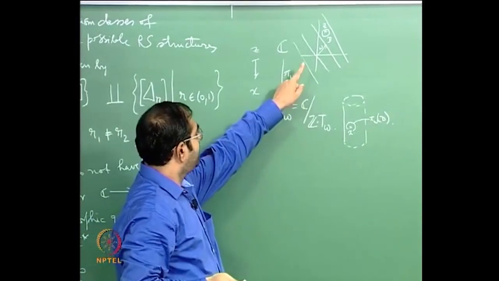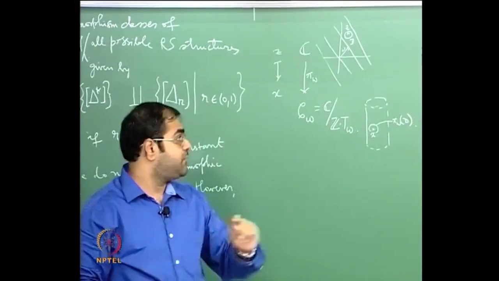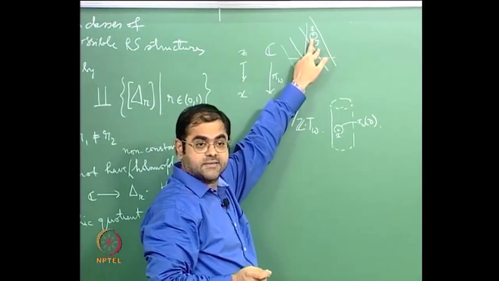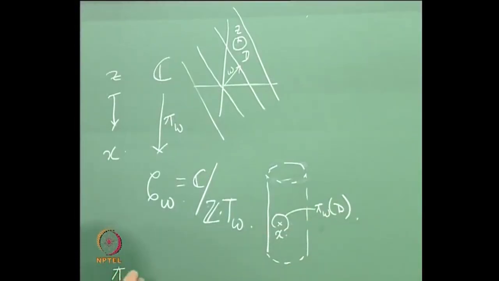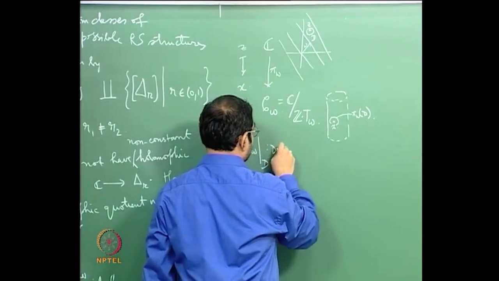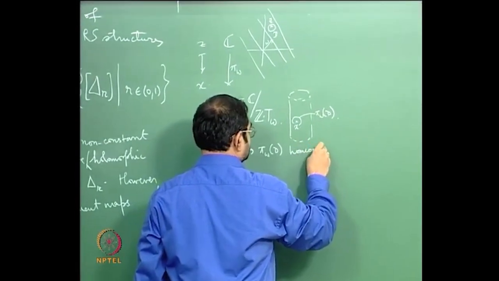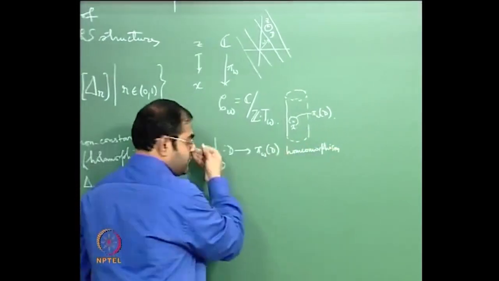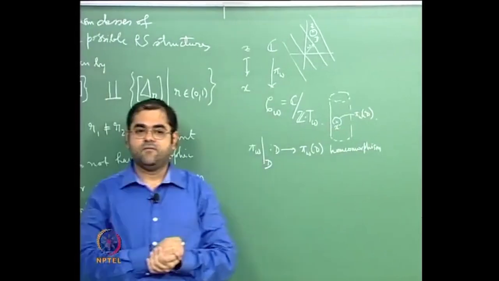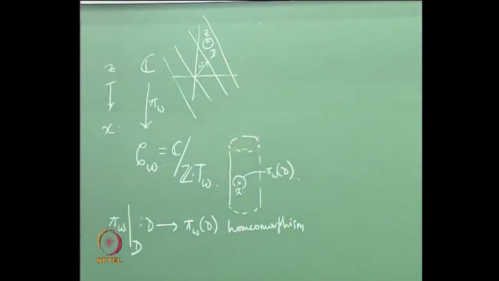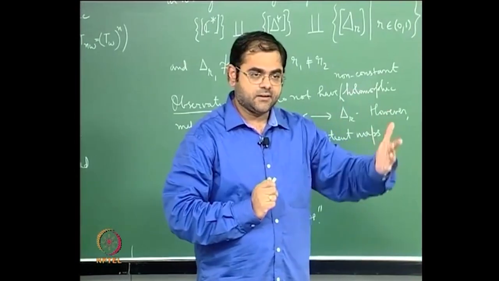And we noticed that because I had chosen the disk D small enough, the projection map restricted to that disk is a homeomorphism onto pi omega of D. So pi omega restricted to D, from D to pi omega of D, is a homeomorphism, and in fact we took the inverse of this homeomorphism to give us the local coordinate chart at the point x, which if you want is the center of pi omega of D, or which is a point of pi omega of D, and this is how we got the coordinate charts.